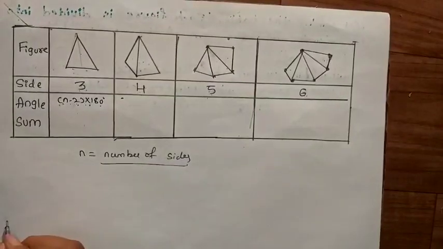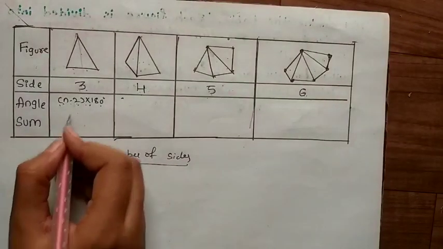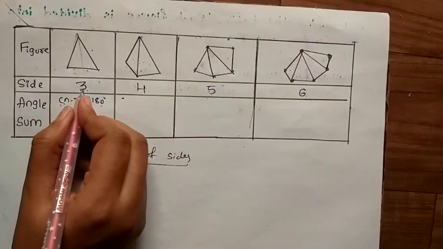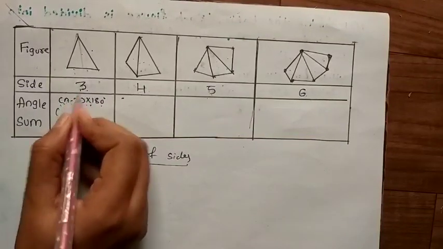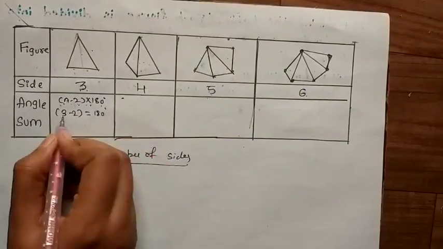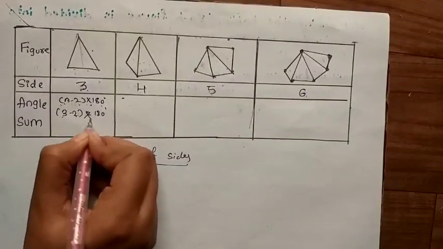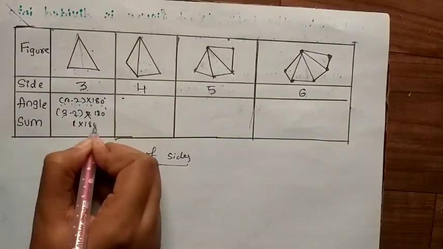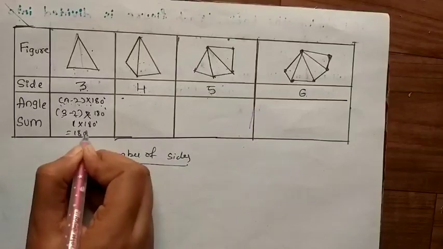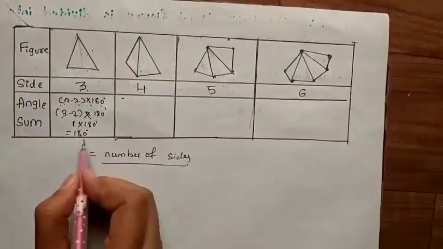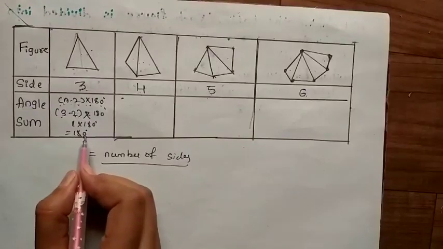N represents the number of sides. In the triangle, how many sides are there? 3. So n is equal to 3. Replace n by 3: (3 minus 2) into 180 degrees. 3 minus 2 is 1. 1 into 180 degrees is equal to 180 degrees. We know that the sum of the angles of the triangle is 180 degrees. This is the solution.